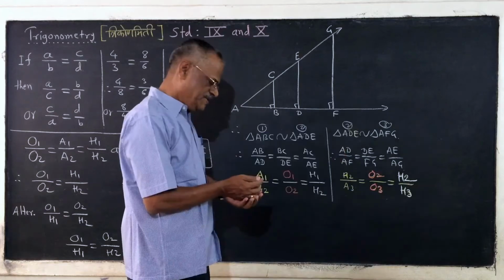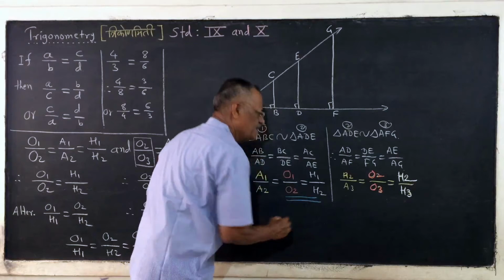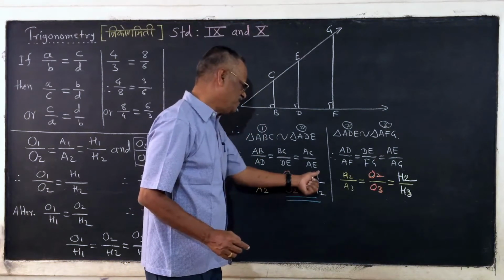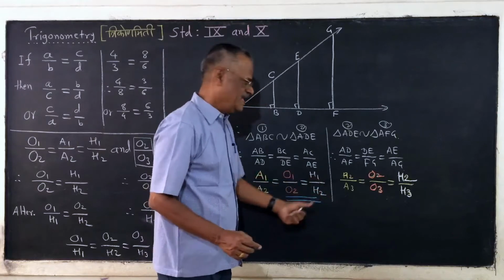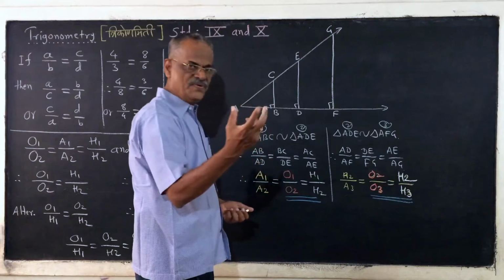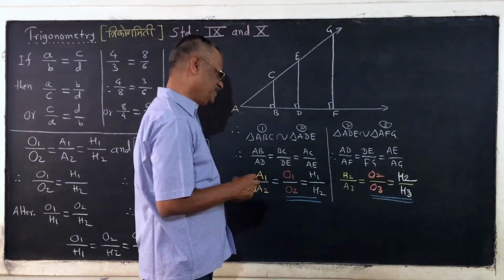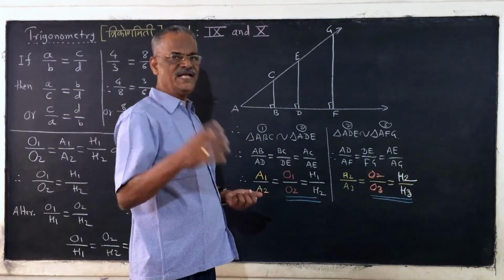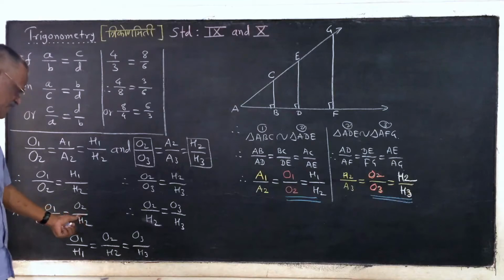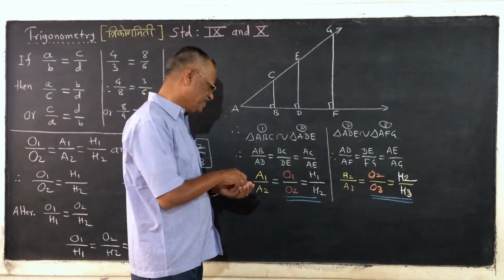Now, if you consider two equal ratios there, what are the two equal ratios? O1 upon O2 is equal to H1 upon H2. After taking two equal ratios, we can use alternando like this. Let us use alternando and then find out what interesting result you are getting.